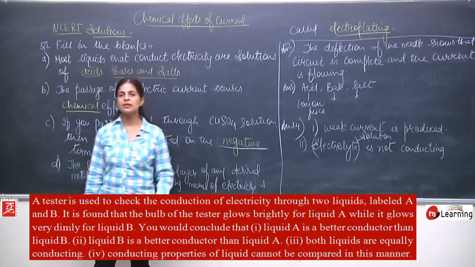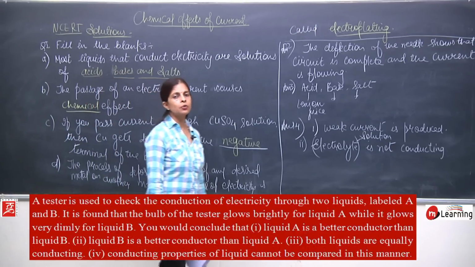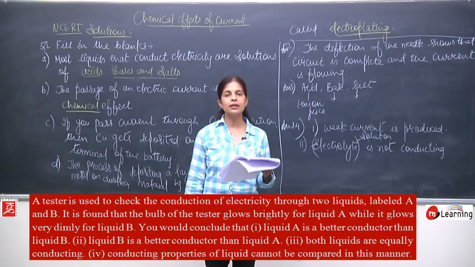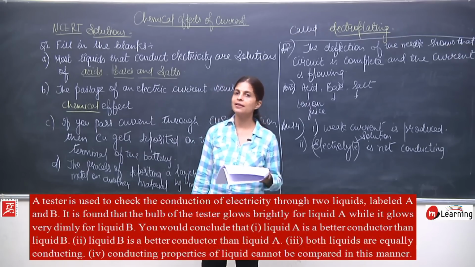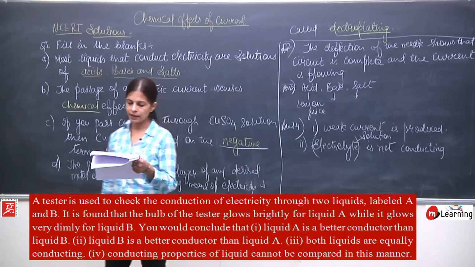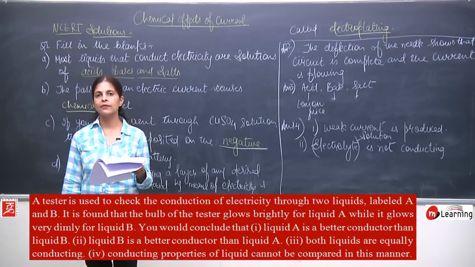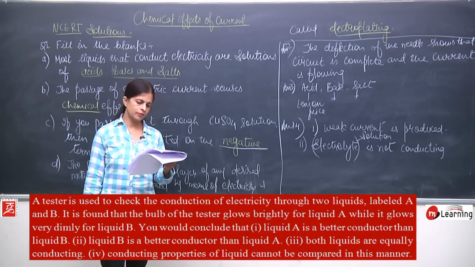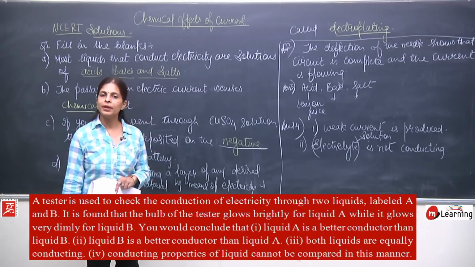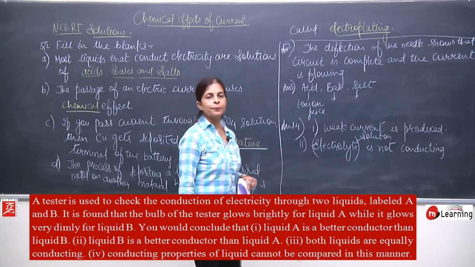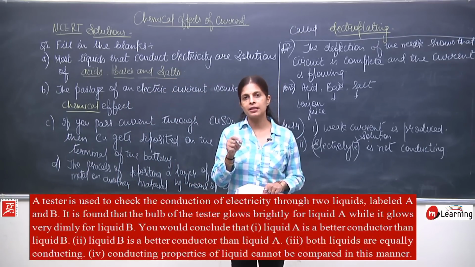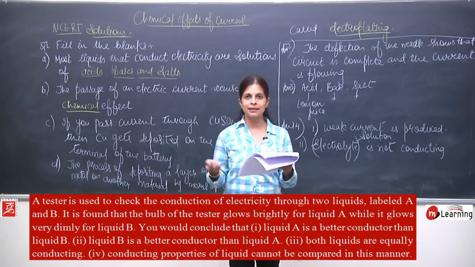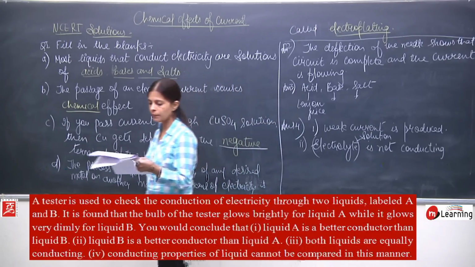Now, it is so simple. They are saying that two setups are there, for the conduction of electricity through two liquids. Two liquids are taken and the conduction is checked in them. So they are saying that in the circuit which has liquid A, the bulb glows brightly, while for B the bulb is glowing very dimly. In case A, where liquid A is there, the bulb is glowing very nicely. So what is the option? Now let's see the conclusion, the options which are given over here.